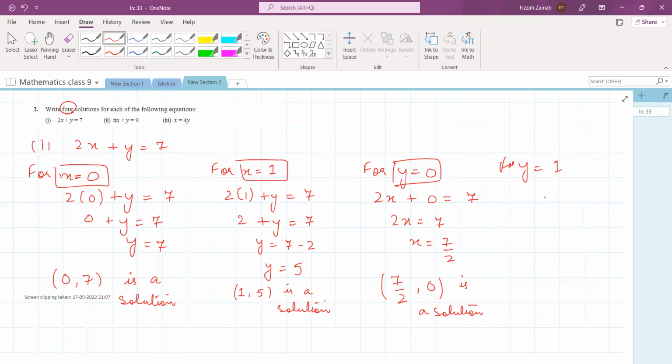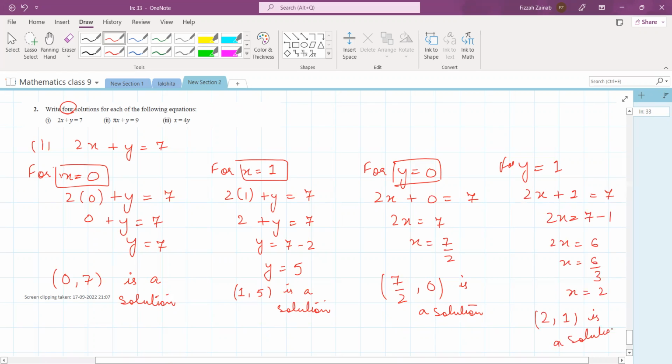So y is equal to 1. That means 2x plus 1 is equal to 7. So 2x is 7 minus 1, right? 2x is equal to 6. x is equal to 6 by 2. So x is equal to 2. So that means 2 and 1 is a solution. So write x first and y after. So these are the 4 possible solutions. You can get another set of solutions also. There's no fixed answer for this question. Understood? Yes, ma'am.